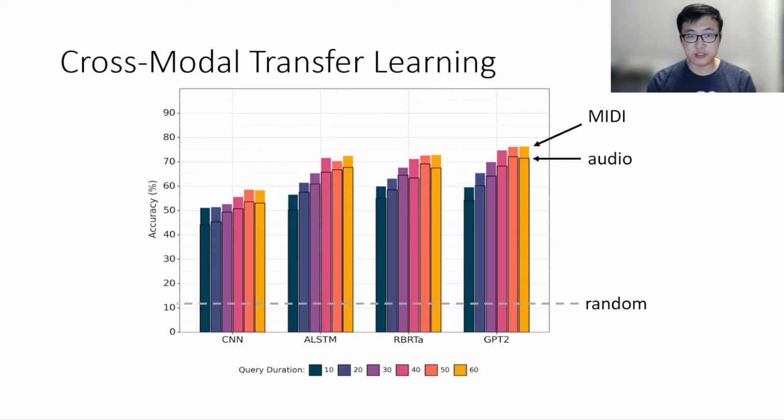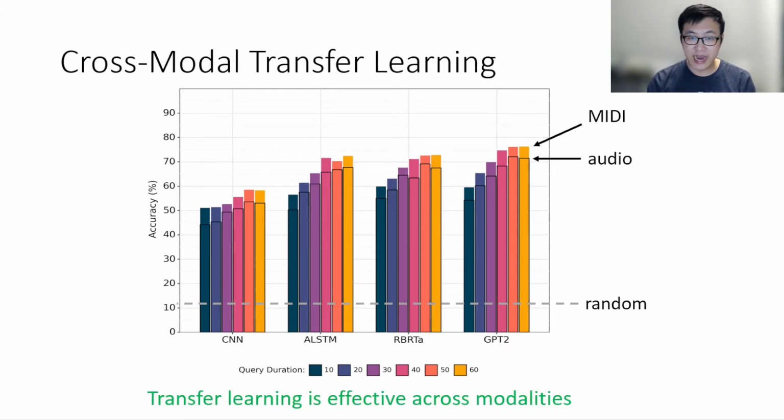We can see from these results that transfer learning is highly effective across modalities. For example, the GPT-2 model achieves a 76% classification accuracy compared to an 11% accuracy for random guessing.